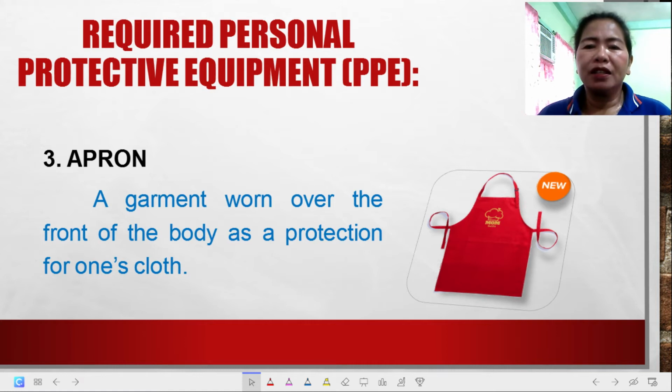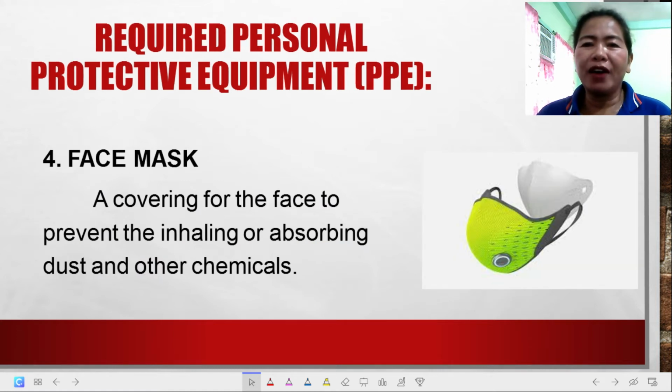Number 4 is face mask. So we are very familiar with this face mask, especially this time of pandemic, that we are obliged to wear the face mask so that we can prevent ourselves from being contaminated by the COVID-19 virus. So face mask is a covering for the face, especially our nose, our mouth, to prevent inhaling or absorbing dust and other chemicals. So the image that I have shown is an example of a face mask.